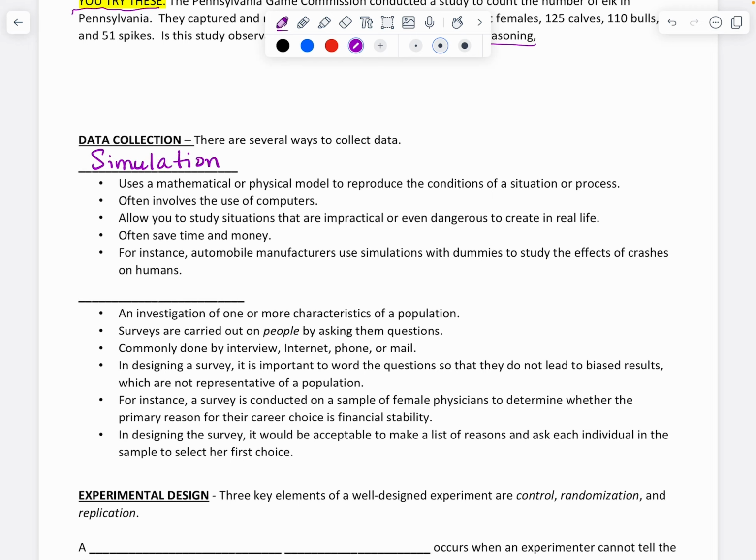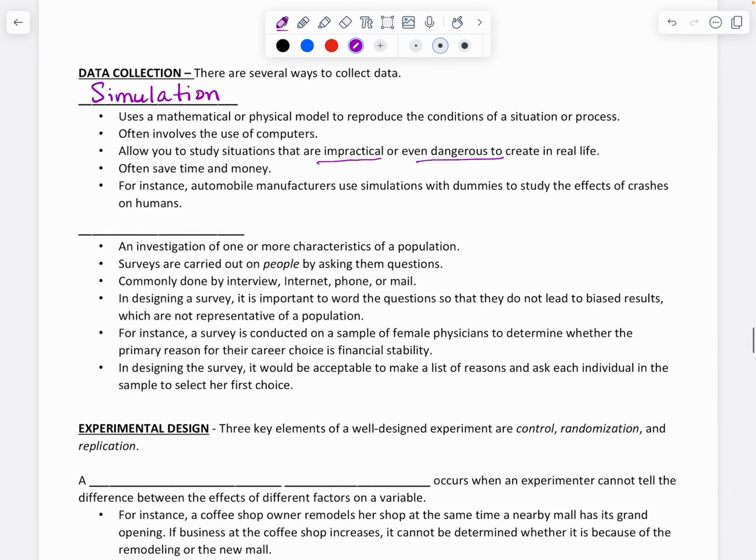A simulation uses a mathematical or physical model to reproduce the conditions of a situation or process. This often involves a computer, and oftentimes it's used because it's not practical or it may even be dangerous. So it's impractical or dangerous to do this experiment in real life. So therefore, we're going to look at a simulation.